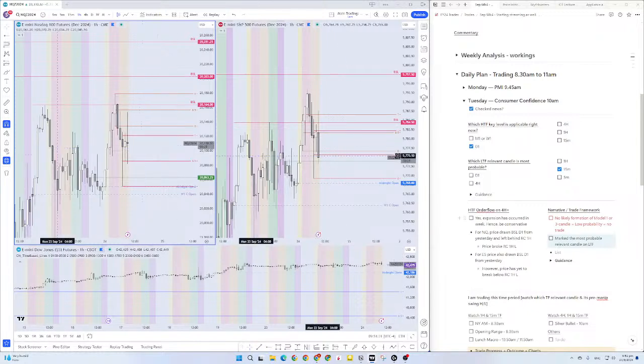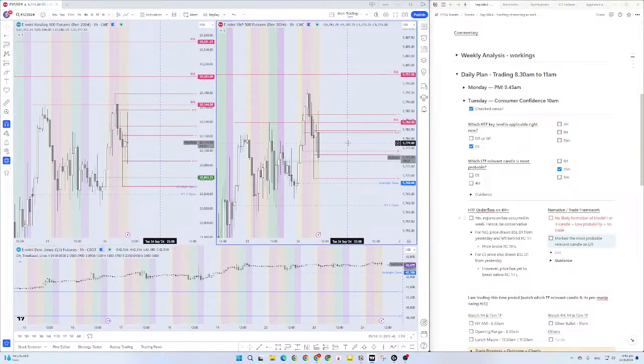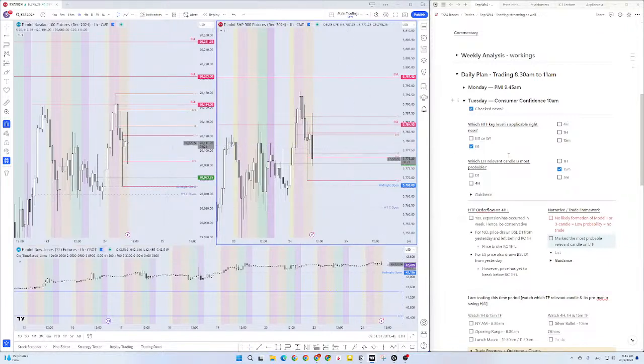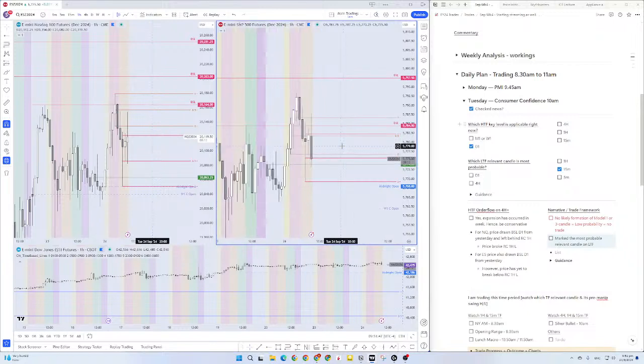So what am I waiting for here? You can see that I'm not really close to trading anything at all yet, right? What I'm waiting for is this 10 AM news. Waiting for that to happen first. If this doesn't happen, there's nothing to do, right?